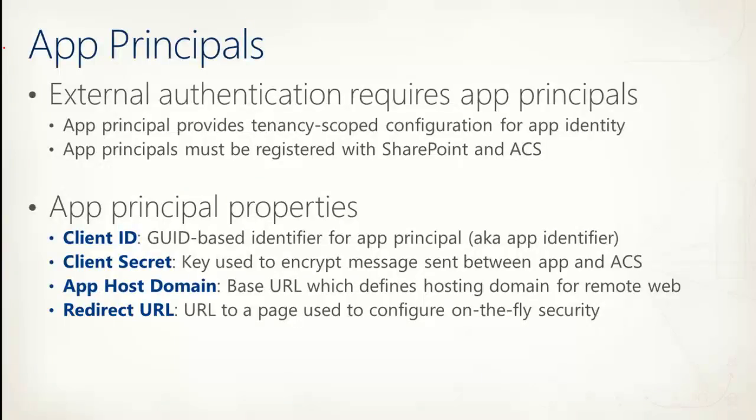Now, your remote web also has to be served out of a particular URL. So there's an app host domain, and that has to be well known to ACS, because it's not going to create an access token if an app calls in and says, hey, here's my client ID, you want an access token. ACS would say, well, wait a second, that client ID points to this URL, you're coming from this URL, something seems fishy. So we need to have that app host domain. And then finally, there's something called a redirect URL, which only comes into play in the very last thing I'm going to show with on-the-fly permission requests.